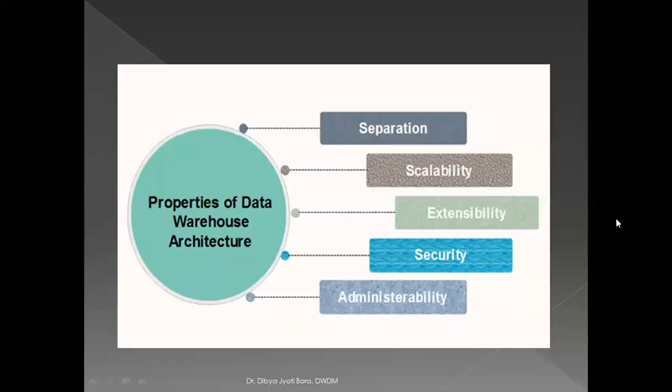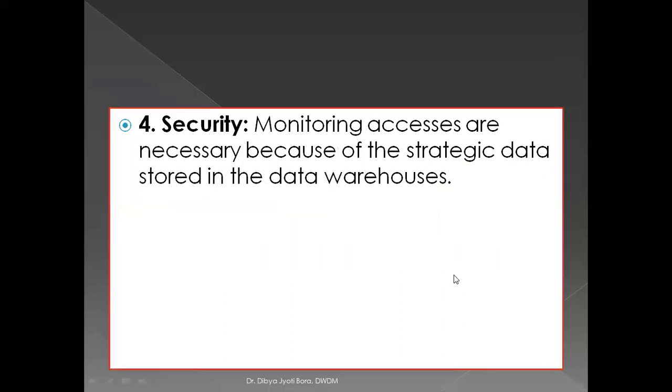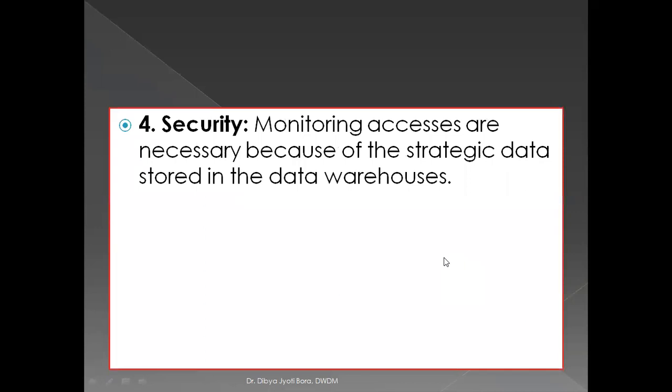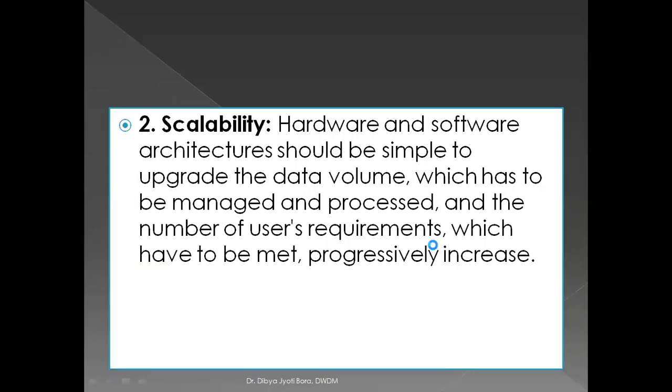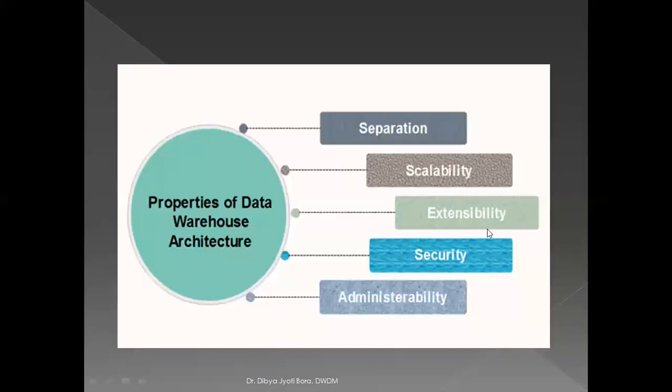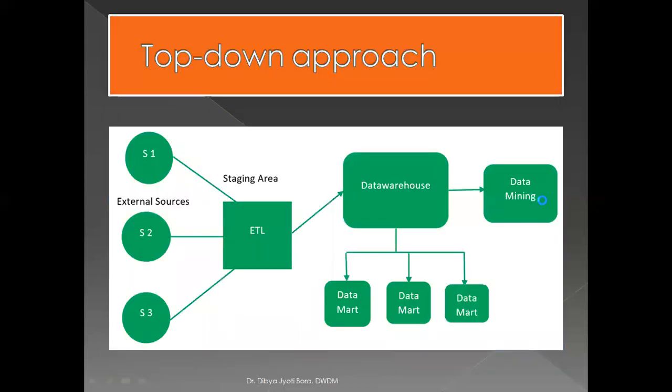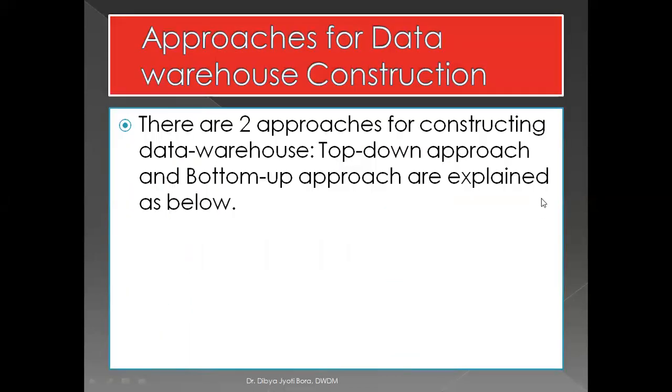So we have seen and discussed separation, scalability, extensibility, security, and administrability in the last class. These terms are very important when we talk about the properties of data warehouse architecture. Now, the approach is for data warehouse construction.